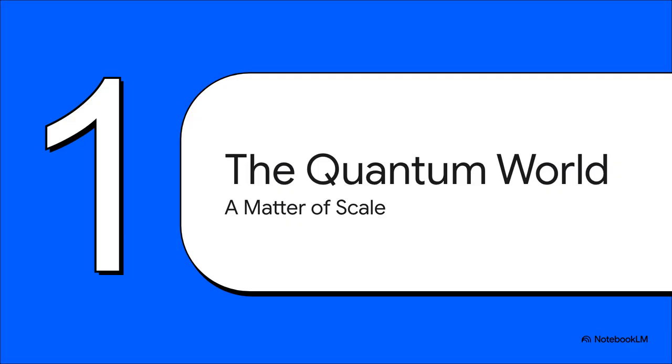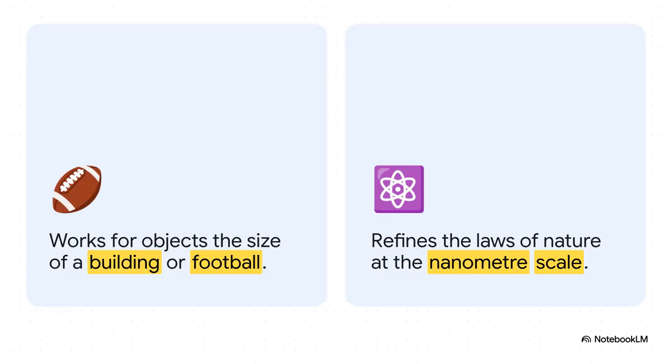Section 1. The quantum world, a matter of scale. To really wrap our heads around this revolutionary tech, we first have to understand the scale we're dealing with. Basically, we have two different rulebooks for our universe. On one side, we have classical physics, the stuff we all learned in high school from Sir Isaac Newton. And this classical theory works phenomenally well for predicting cause and effect for objects the size of a building, a coffee mug, or a football.